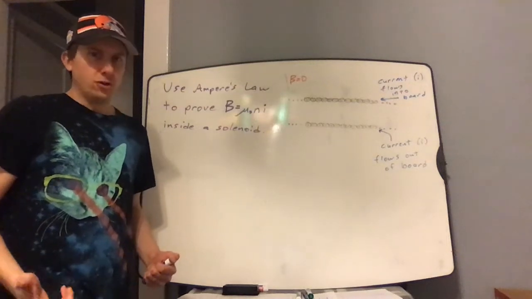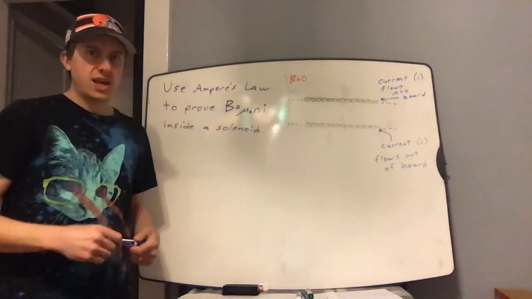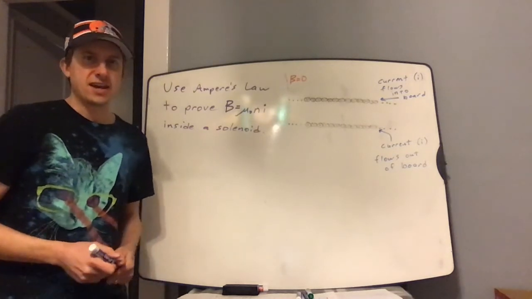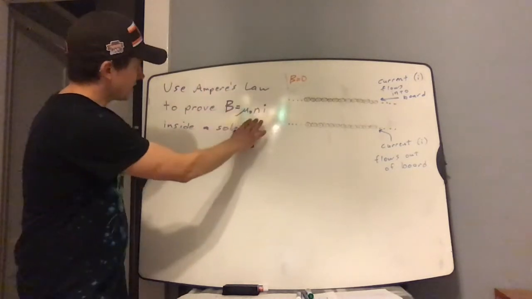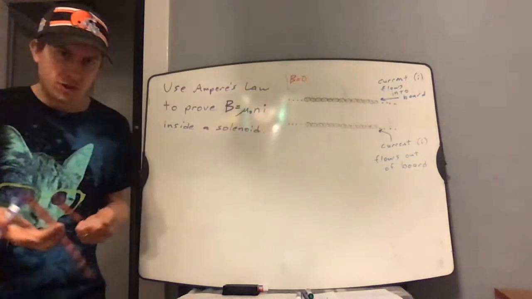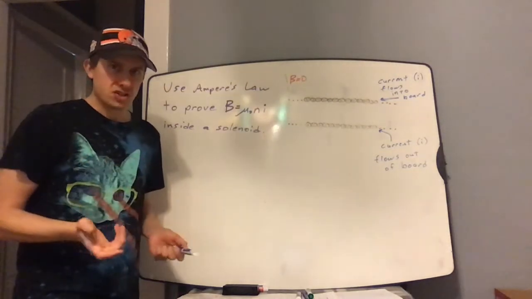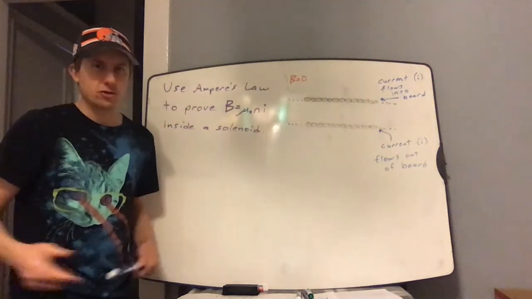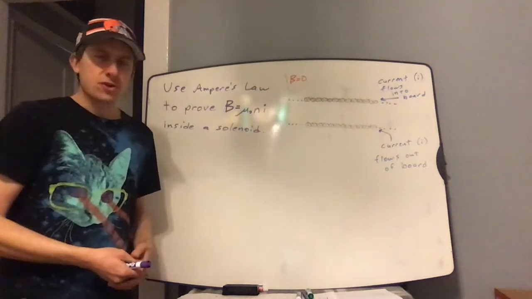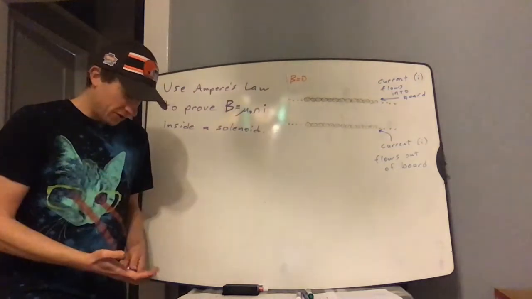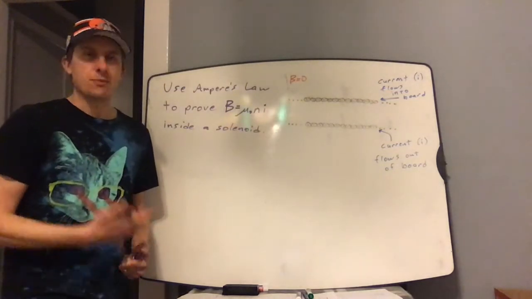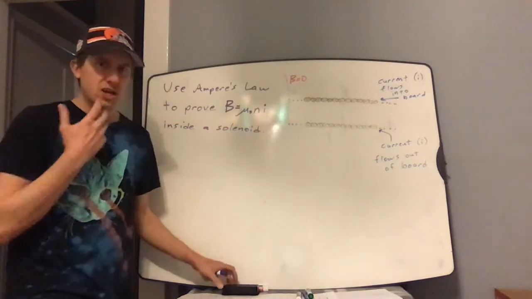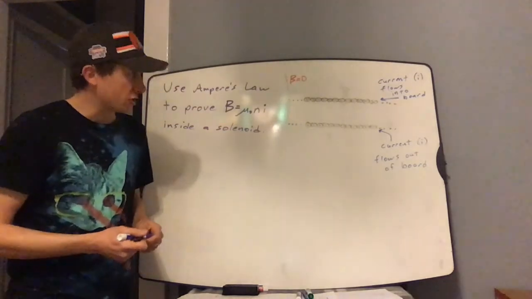In this example, we are going to use Ampere's law to prove that the strength of a magnetic field inside an ideal solenoid is mu naught times n times I. Now, in the lecture slides, you are given this relationship for the strength of a magnetic field in a solenoid, but it could be very instructive for understanding what Ampere's law is, and really getting a feel for it, to work through this derivation.